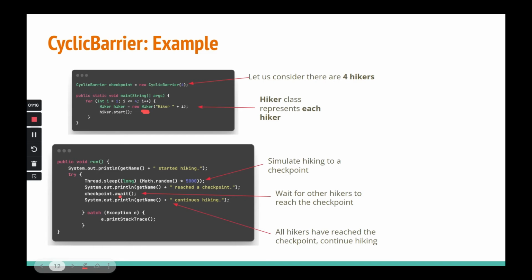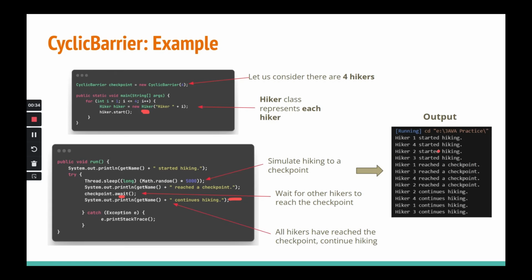Then it is calling the await, which signifies that it is waiting for other hikers to reach that checkpoint. Once all the 4 hikers have called the await method, meaning all hikers have reached the checkpoint, it will print that it is completed, or it continues hiking to the next breakpoint, or maybe it is done with the hiking. We can keep this sysout to whatever we want, but the point is, it starts the hiking, and once it reaches the hilltop, it calls the await because it still doesn't know whether all of them are done or not. So it will say I'm waiting for others.